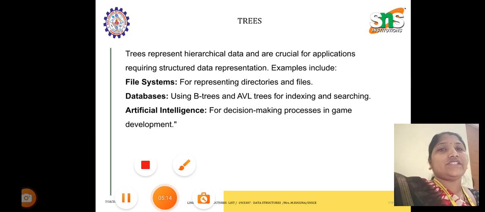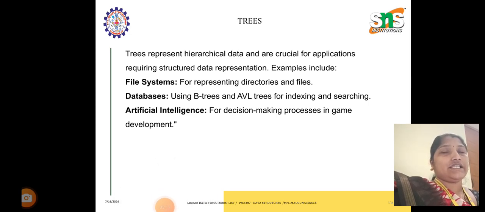And next is the tree structure. Tree means a hierarchical representation. So this data structure is used for file system processing, and also for database indexing and searching. In the artificial intelligence and machine learning domain, tree data structures are used for decision making processes. All these things we will see in detail in future classes. As of now I am just giving the overview of applications of data structures.